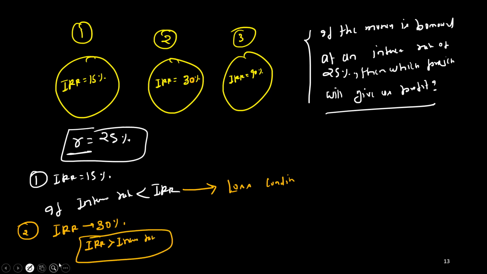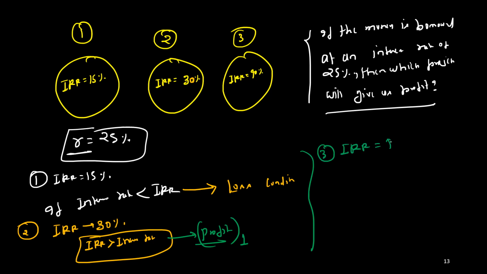IRR is greater than interest rate. So here you will be in a profit condition. So let's say I am calling this profit one, right? And if I am talking about the third case, here the internal rate of return is 40%, fine. And the rate of return is only 25%. So again, internal rate of return here is greater than R. So again, this will be a profit condition.